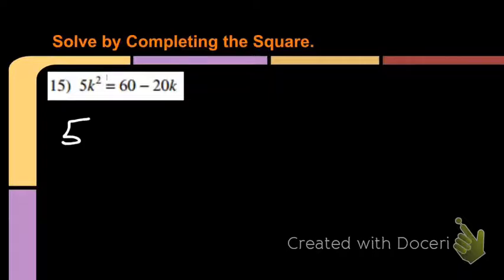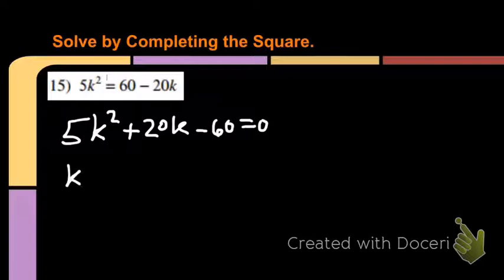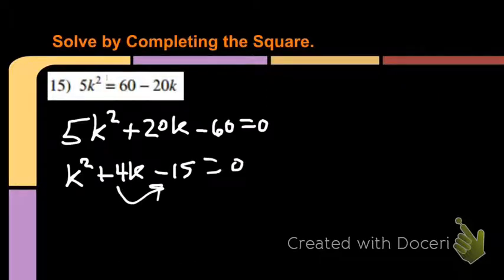I'm going to get it in standard form by adding 20k to both sides and subtracting 60 on both sides. Then I'm going to get a equal to 1 by dividing everything by 5. Now, that's not a perfect square trinomial because 15 is not half of 4 squared. So what we're going to do is just bring the 15 over to the other side, k squared plus 4k, and then leave a little space equals 15.